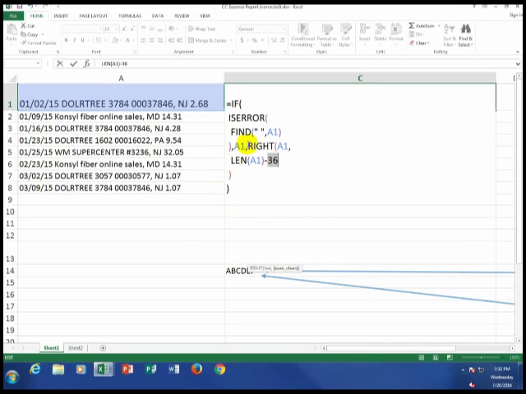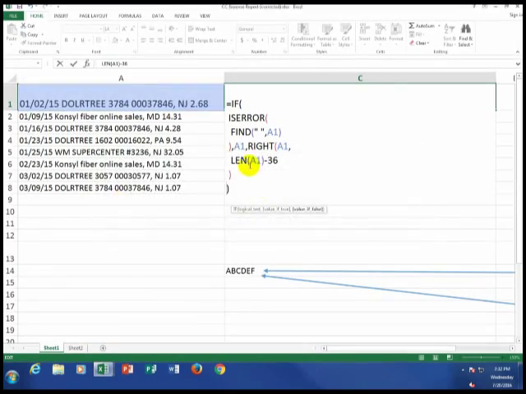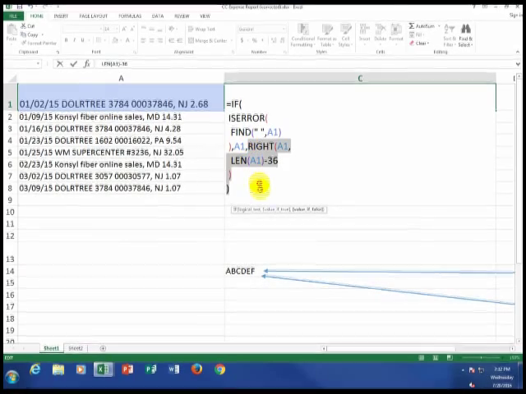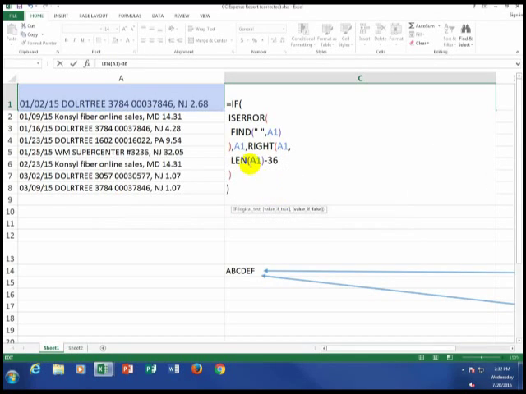Now it can do the RIGHT function. The RIGHT function of the string. 40 minus 36 is 4, so it goes four spaces. Why am I messing up here? You have character positions, not spaces, character positions. Right. Big difference.